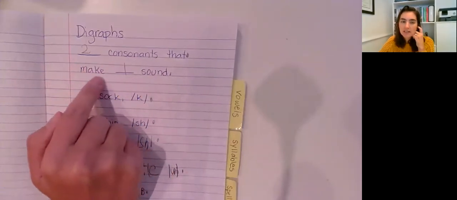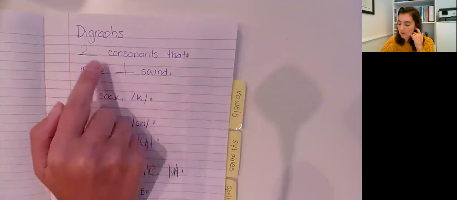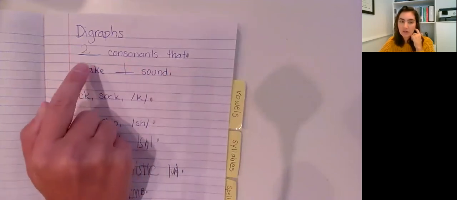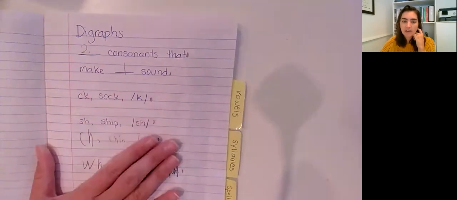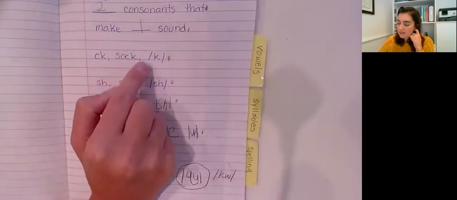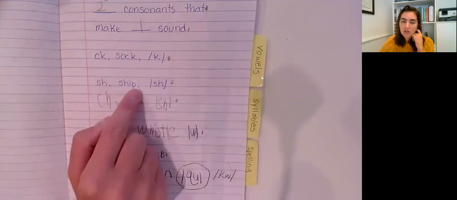Okay, so for digraphs, before the lesson for this child, I would have written the definition in blank: 2 consonants that make 1 sound. So I wrote a very brief definition, and after our first digraph lesson, he got to fill that in. And then we did C, sock, SH, ship.